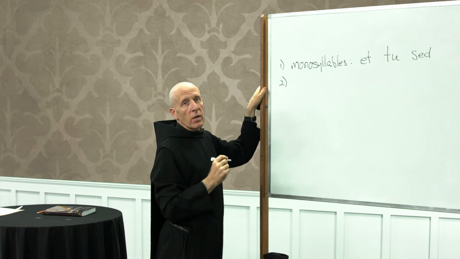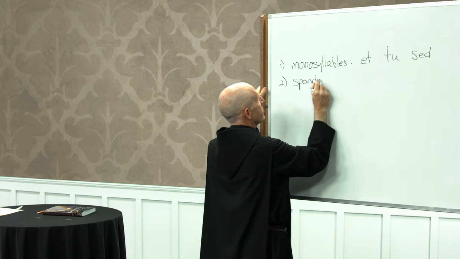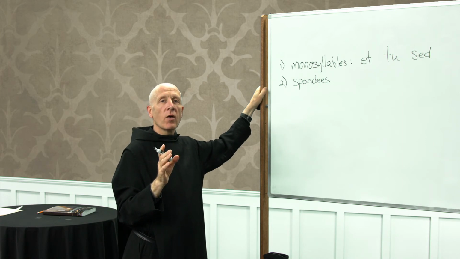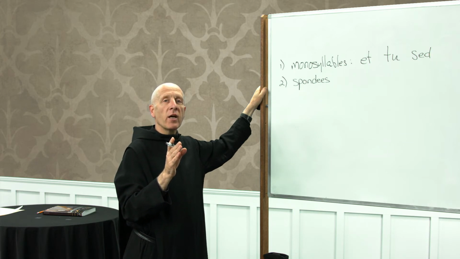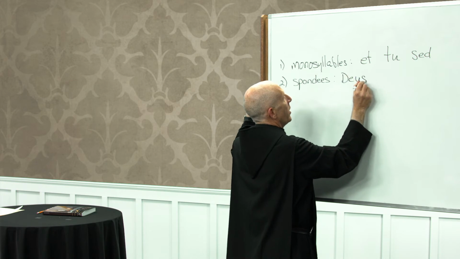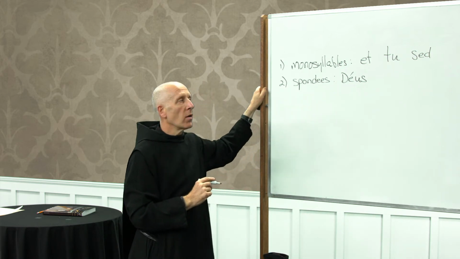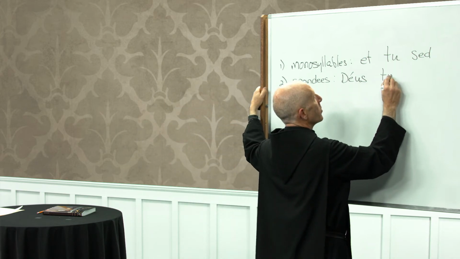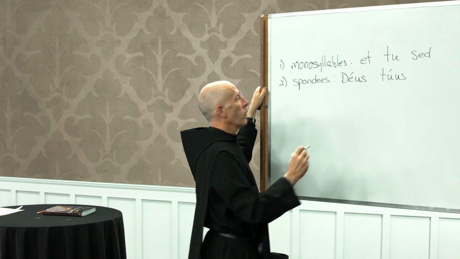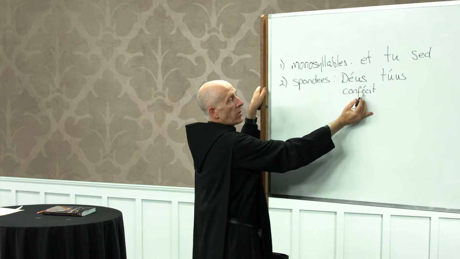Second, called spondees. Those are words whose accent falls on the next to last syllable. You'll see what I mean by an example. Deus. The accent is on the next to last syllable. Tuus. But also confecit. The accent is still on the next to last syllable.